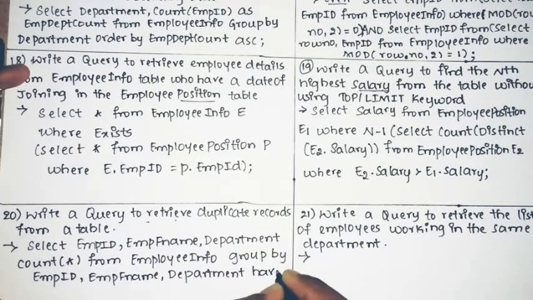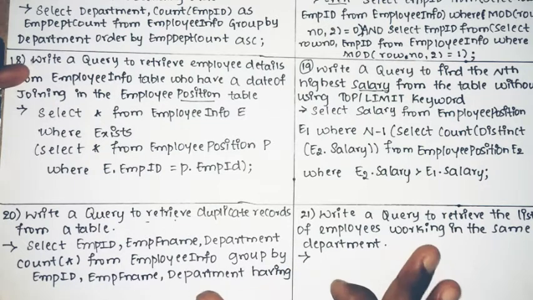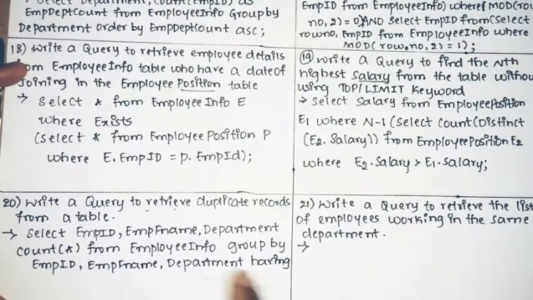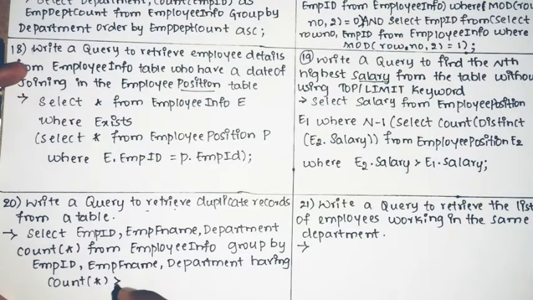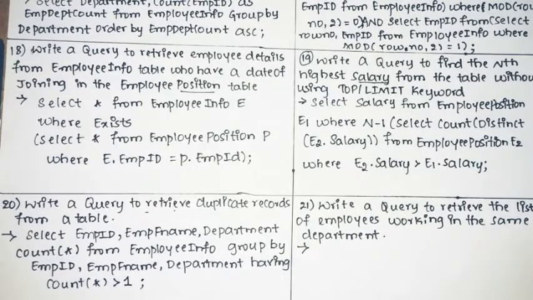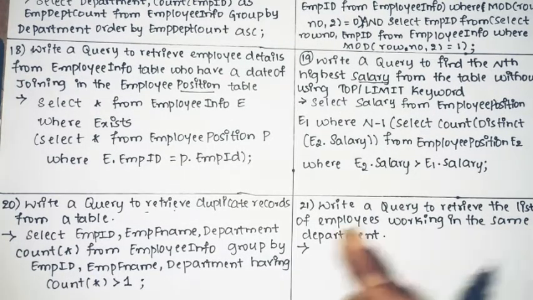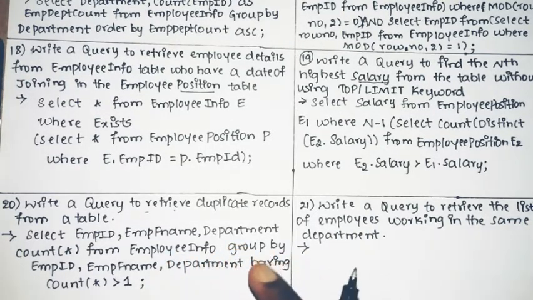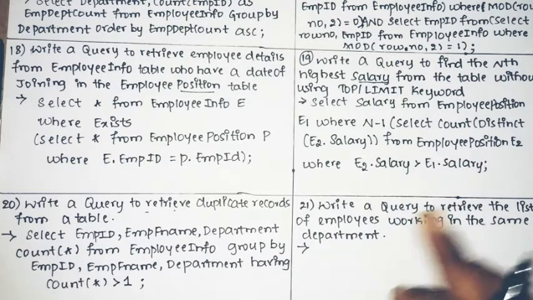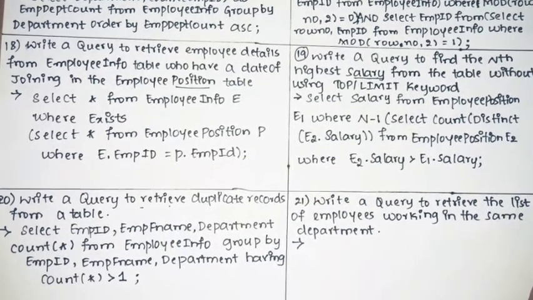Having, so we use a keyword that is having. So having the count of star greater than 1. If the count is more than once, then you need to display those records, which will display all the duplicate records.